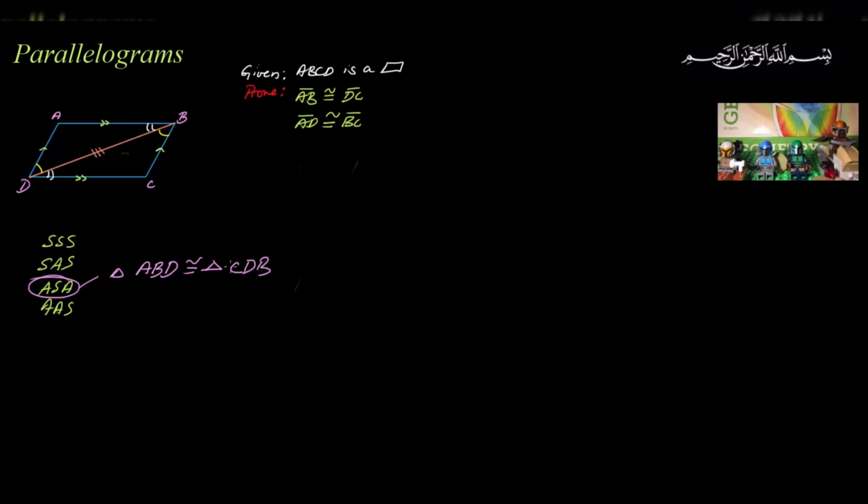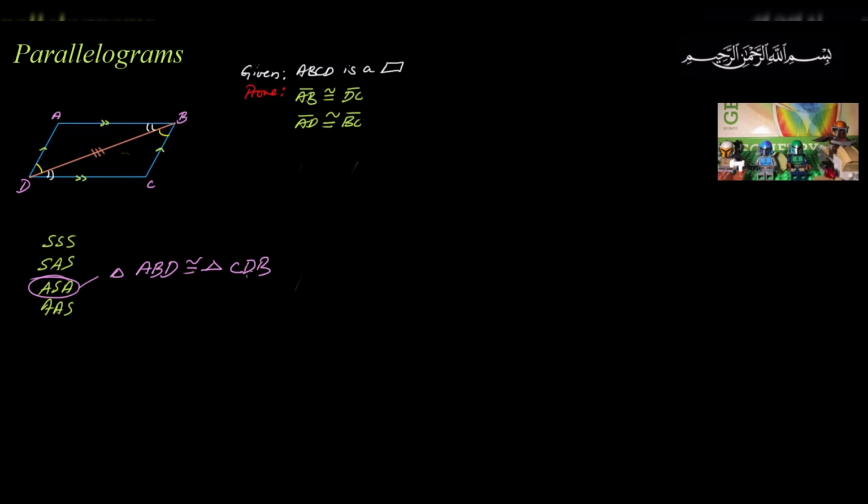CDB. You can't say CBD, because that would be wrong: ABC corresponds with triangle CDB. So there it is. We can use angle side angle to prove those two triangles to be congruent. And once we've done that, we're done.